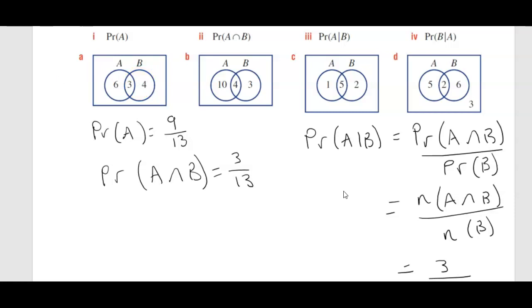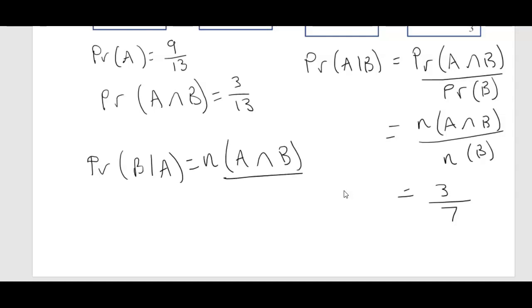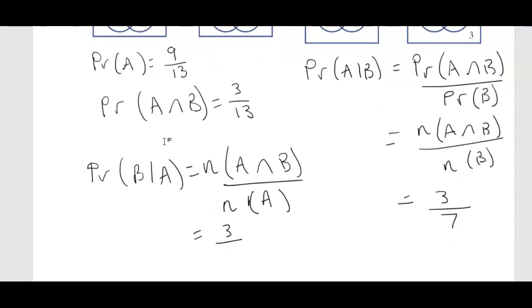And then the other one, I might just do over here. The probability of B given A is the number of A and B. You can write it B and A, it doesn't matter. Same thing, over the number of A. So this time A and B is still 3, but the number in A, which we did before, is 9. So it's 3 over 9.